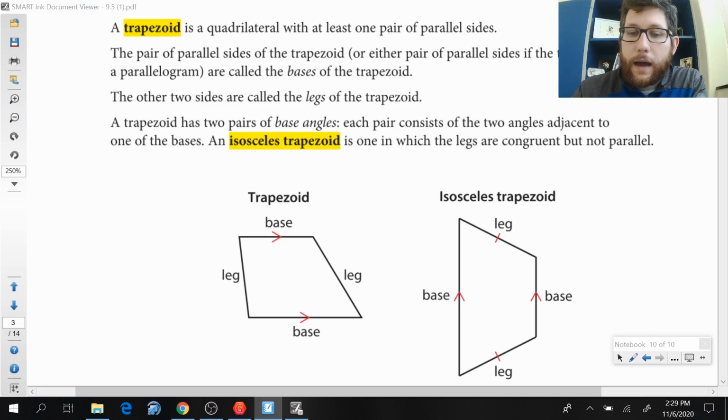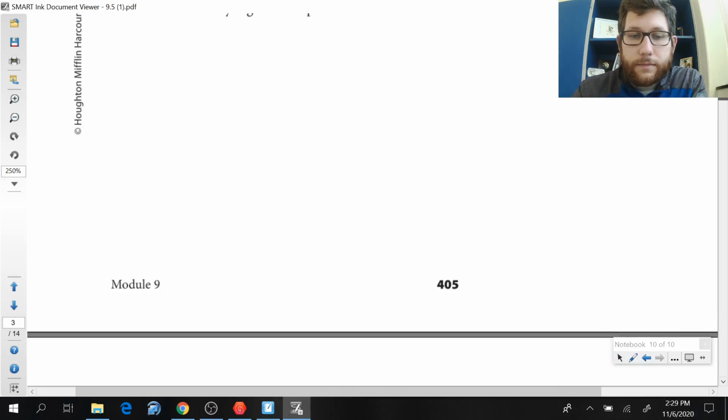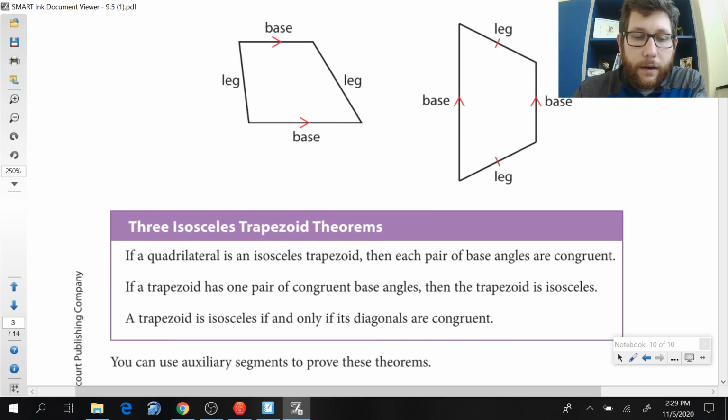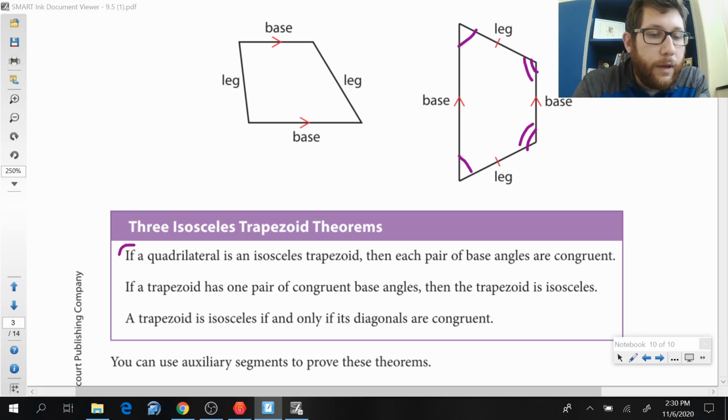So let's see our different theorems for trapezoids, and they're here. There are 3 isosceles trapezoid theorems. The first one is that the base angles are congruent. So these angles would be congruent, and these would be congruent. The second is kind of the converse, so you really only need to worry about understanding one of these.